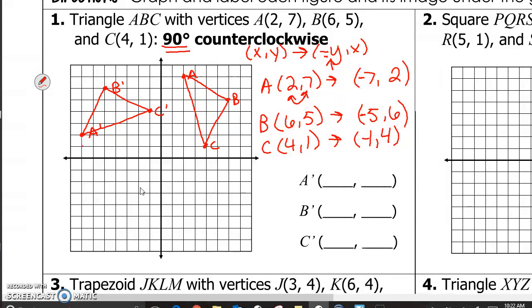So the origin here was our point of rotation, and it rotated 90 degrees on the graph. So our new points here are -7, 2, -5, 6, and -1, 4. Noticing that all we did was follow this rule here, switching them, changing the sign of all of the x's. There we go. Okay, moving on to number 2.